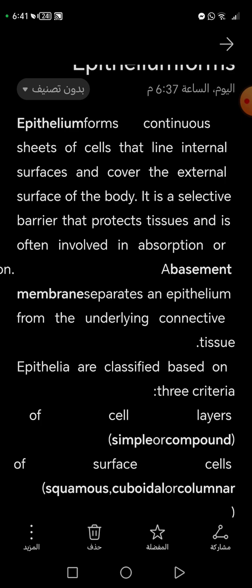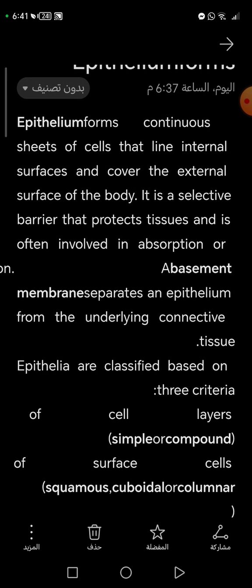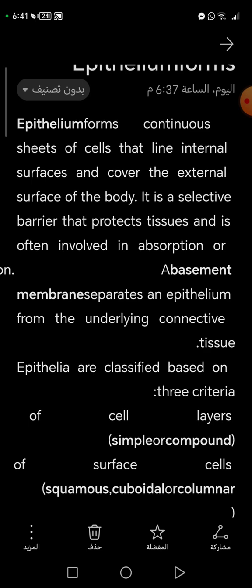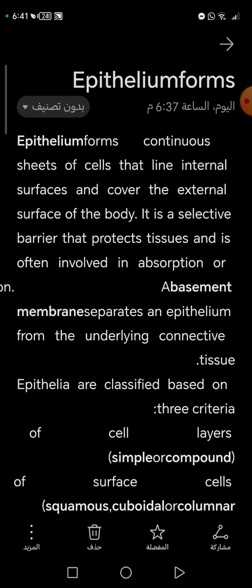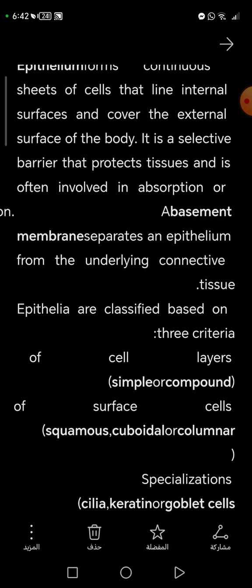In connective tissue we have fibers, and I explained their types. In epithelial tissue we don't have fibers. Epithelial tissue, as I said, is the outer layer of any tissue. It's a selective barrier that protects the tissue, and it's often involved in absorption. The basement membrane separates the epithelium from the underlying connective tissue.